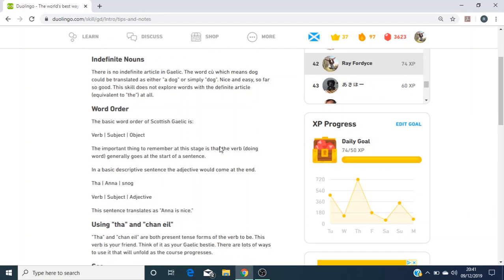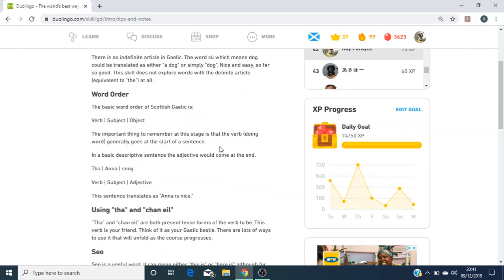So, word order. The basic word order of Scottish Gaelic is verb, subject, object. I think I mentioned this in a previous video, but this is in the official notes. The important thing to remember at this stage is that the verb generally goes at the start of a sentence. In a basic descriptive sense, the adjective would come at the end. So in this case, tha Anna snog: verb, subject, adjective. That just means Anna is nice.